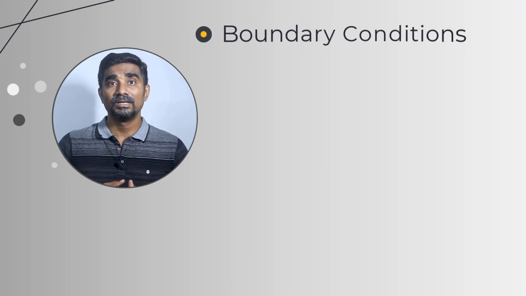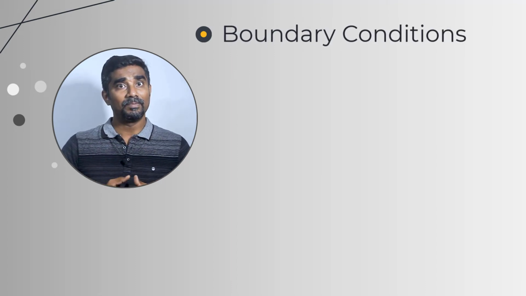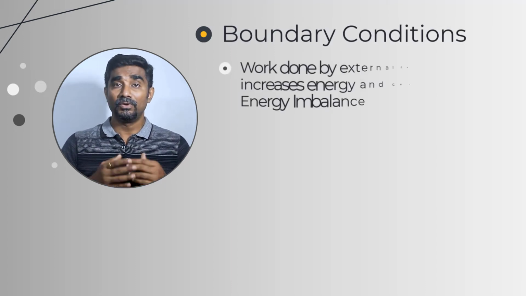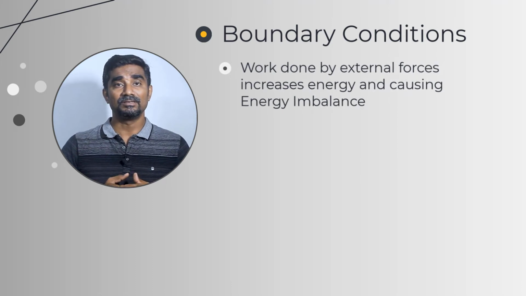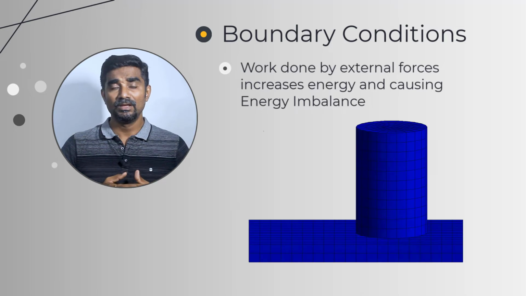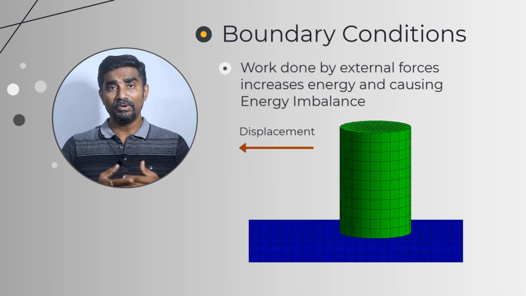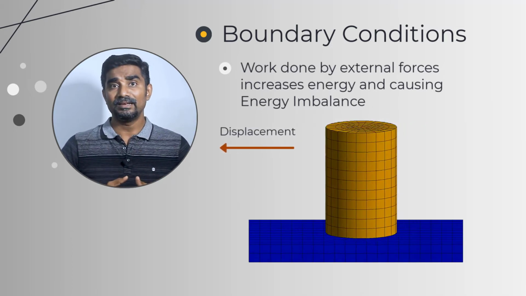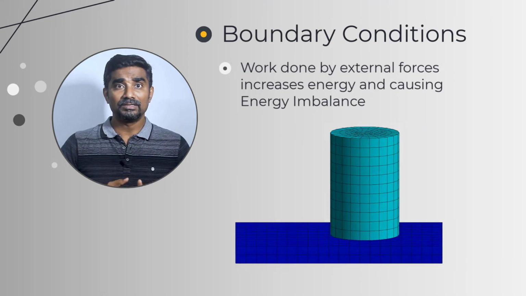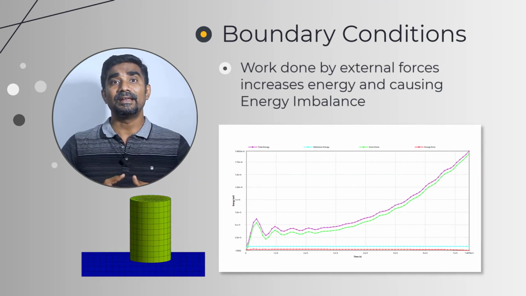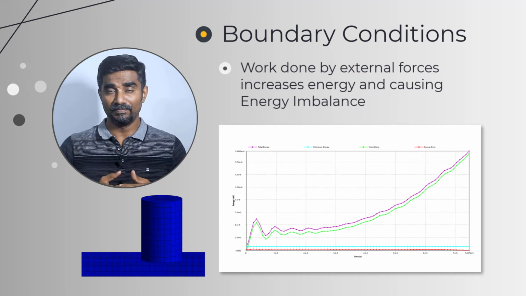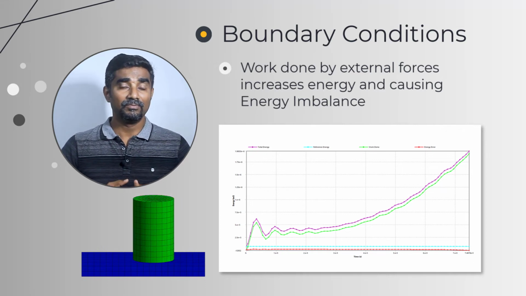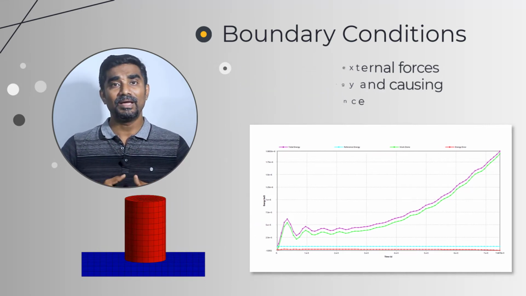The next source can be the boundary conditions applied to the system. If during the explicit dynamic simulations there is an energy increase due to work done by external forces, for example displacement, boundary condition, gravity or acceleration, or adding new parts or new materials, the current energy may exceed the reference energy, and thus it is possible for the solution to have energy imbalance.